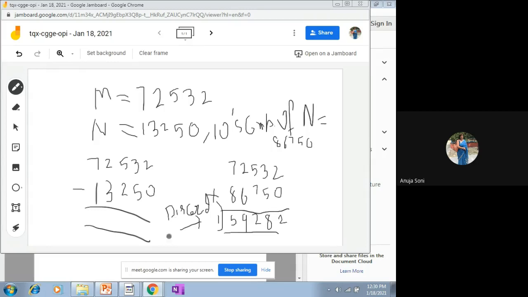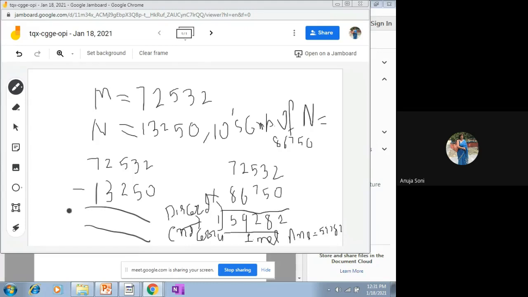Discard and carry, and the resultant value will work as your final value. The final answer will be 59282: 5, 9, 2, 8, and 2. Even manually you can inspect this. If you manually do the subtraction of these two numbers, ultimately you will get the same value. So this was your case 1.